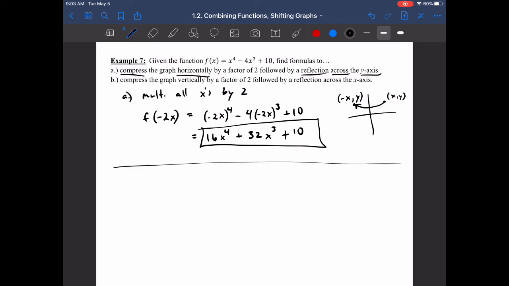So then I'm going to let you try B. You go ahead and try B, and I'll complete it in the notes so that you can see it at the end. All right, and that's pretty much everything for this section. Thank you.